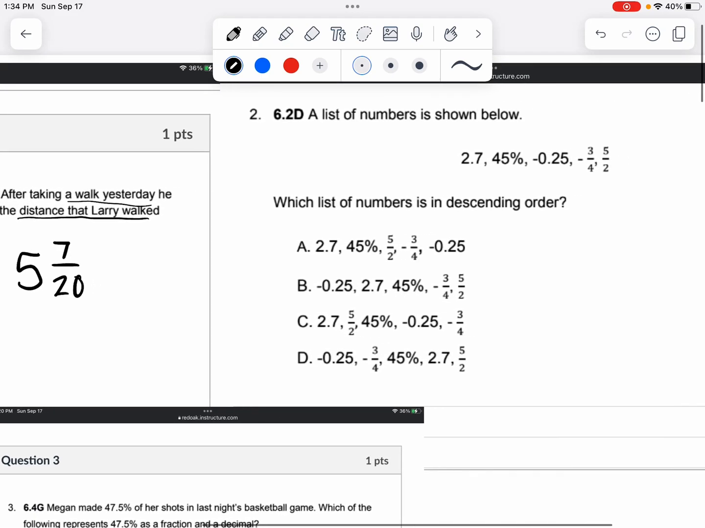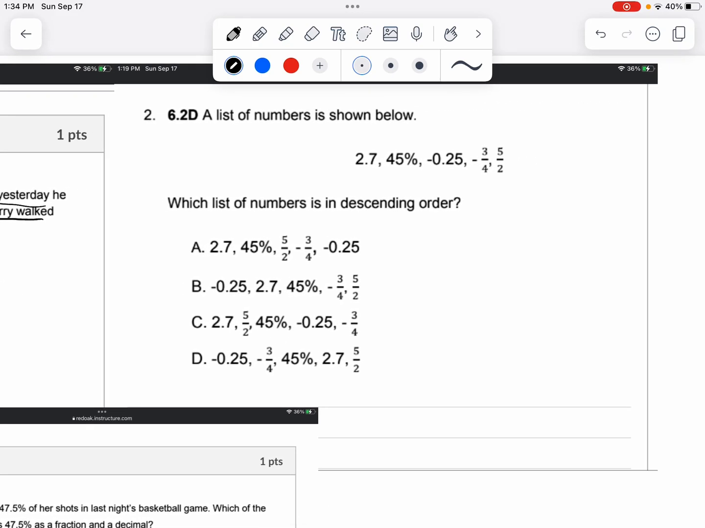All right, moving over to number 2, which is what we did last week. Which list of numbers is in descending order? So remember, descending means we're decreasing. We're starting at the greatest number and going down to our lowest number. So we're actually going from greatest to least. I'm going to put greatest to least to help us remember.